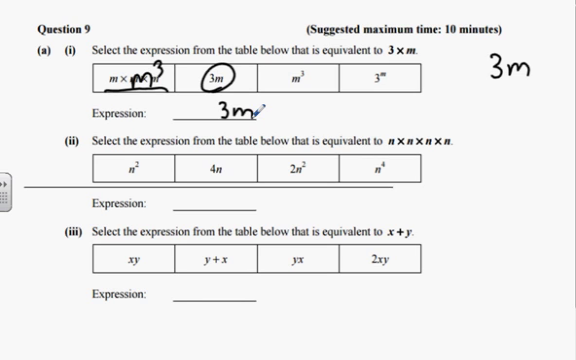Now, select the expression from the table that is equivalent to n by n by n by n. N to the power of 4. Select the expression from the table below that is the same as x plus y. Y plus x, because 2 plus 3 is the same thing as 3 plus 2. So y plus x is the same thing.